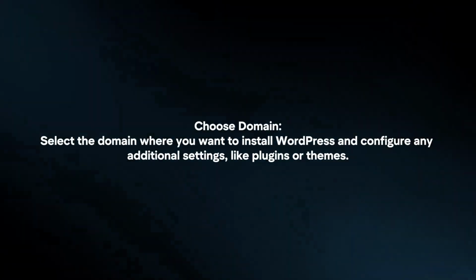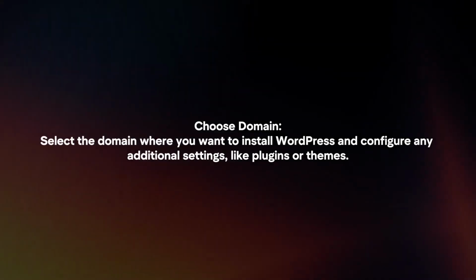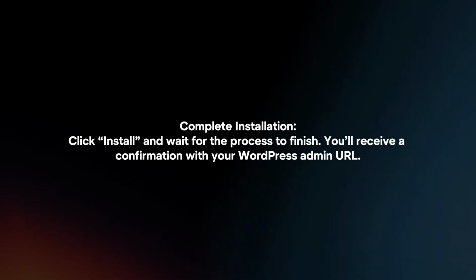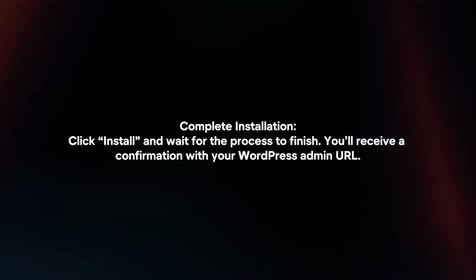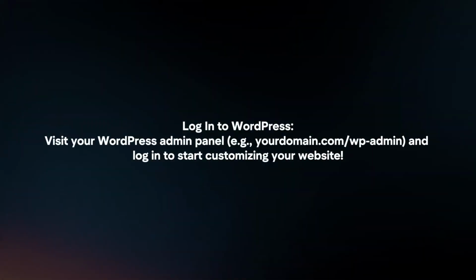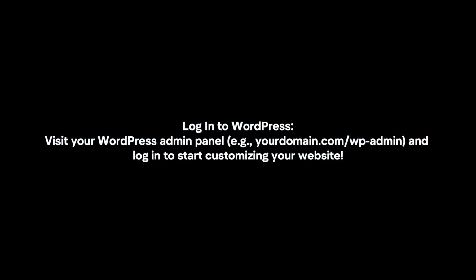Choose domain. Select the domain where you want to install WordPress and configure any additional settings like plugins or themes. Complete installation. Click Install and wait for the process to finish. You will receive a confirmation with your WordPress admin URL. Log into WordPress. Visit your WordPress admin panel and log in to start customizing your website.